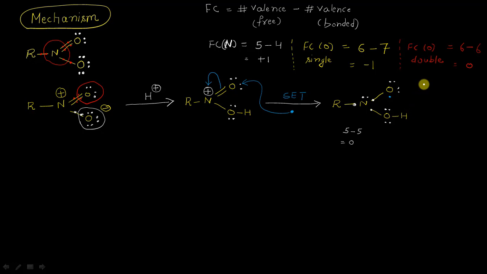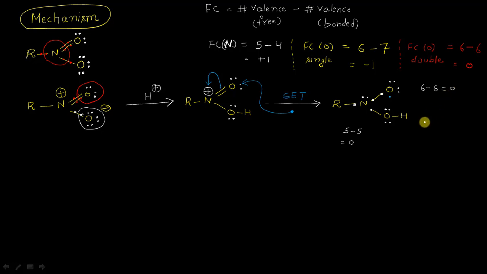And even in this oxygen atom, the formal charge will be what? It will be 6 minus the number of valence electrons for this bonded oxygen atom, which are how many? 1, 2, 3, 4, 5, and 1 electron from this sigma bond here. So it also contains 6 valence electrons in the bonded state as well as in the free state, which gives me a 0 formal charge.